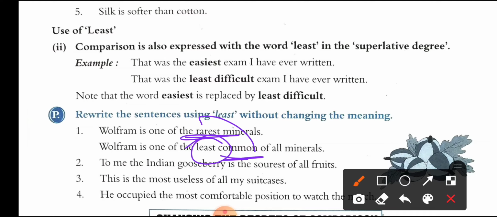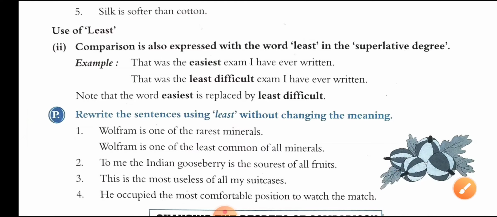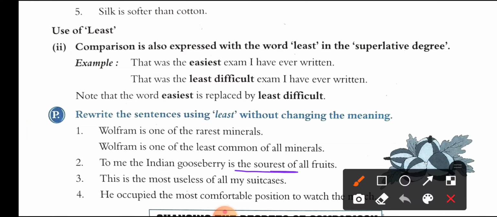To me, the Indian gooseberry is the sourest of all the fruits, right? Because the instruction has been given here that you have to use least. So to me, the Indian gooseberry is the least sweet. Least sweet. Here least, L-E-A-S-T, and in place of sourest you will use sweet, because least you have already used here. So you will not use sweetest, it is least sweet.